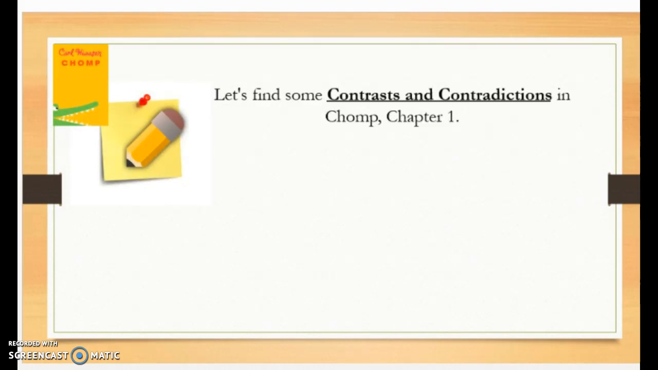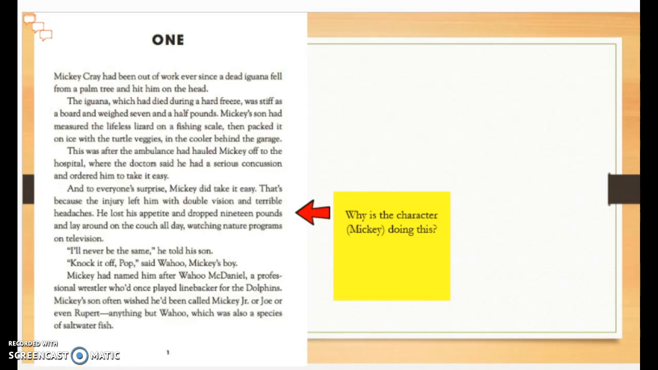So let's go back to Chomp Chapter 1 and find some contrasts and contradictions. Chapter 1. I'm going to read. You're going to have your post-it notes and a pencil along with your book, and you're going to follow along. I'm going to stop you when I see a contrast or contradiction. I don't know where they're going to be. This is just like driving and looking at the signs when you're driving. I have to stop when I see a sign that says to stop. In this case, I'm going to stop when I see a contrast and contradiction, and I'm going to ask myself, why is the character doing that? Or why is the character acting this way?